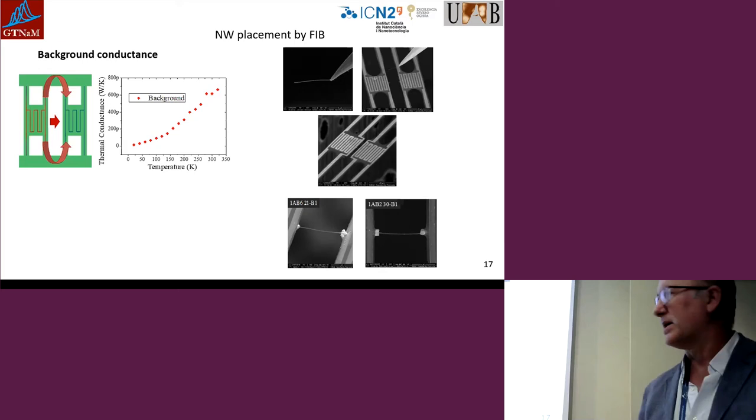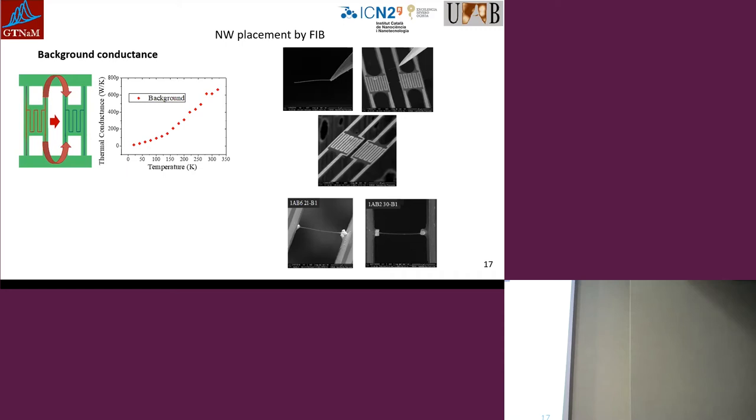The nanowires can be placed in different ways, but we use focused ion beams. So we take the nanowire with the FIB, we place it onto the structure, and then we glue it. Then we have structures with different distances in between the platforms, so we put wires of different lengths and different diameters. And these are the results that I'll be showing you in this slide. These are the results of 5 different nanowires.